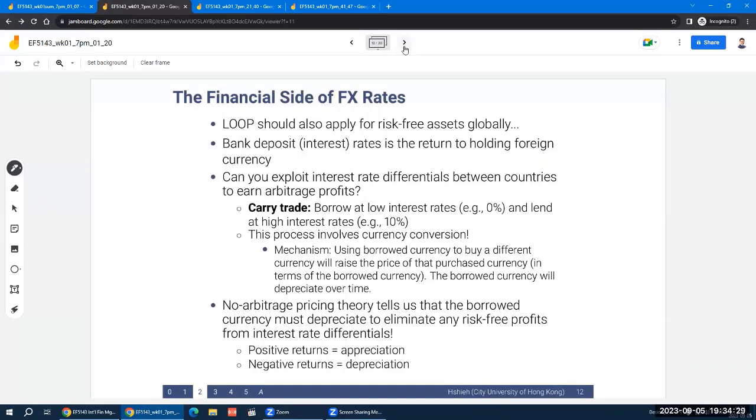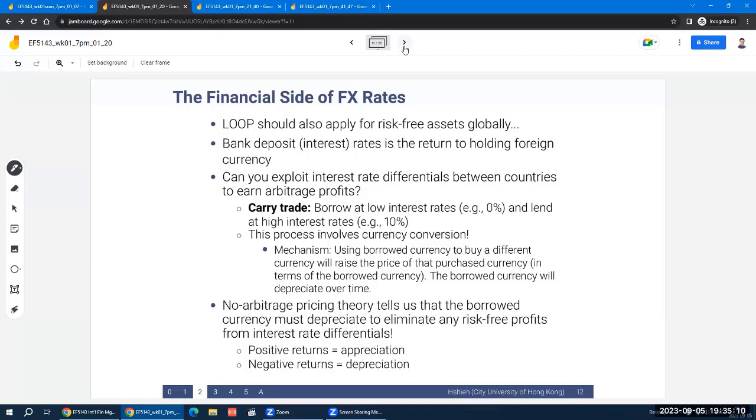All right. So the financial side of foreign exchange rates. This is giving you a preview. I'm not going to go into this today because it's not the macro side today. The intuition for why the law of one price should also apply for risk-free assets is that we're only concerned about currency returns. When I talk about returns, I'm not talking about holding onto the currency itself. I only want to be exposed to the returns the currency yields and not actually bet on the fluctuations of its value.